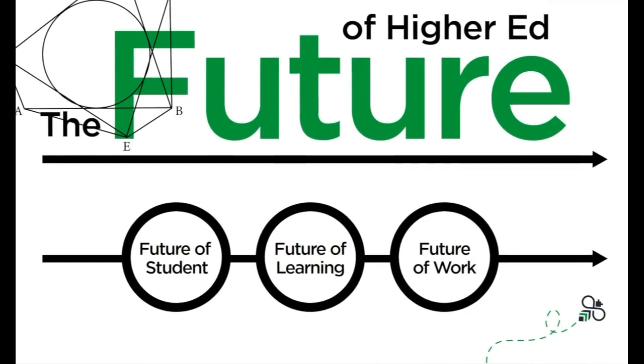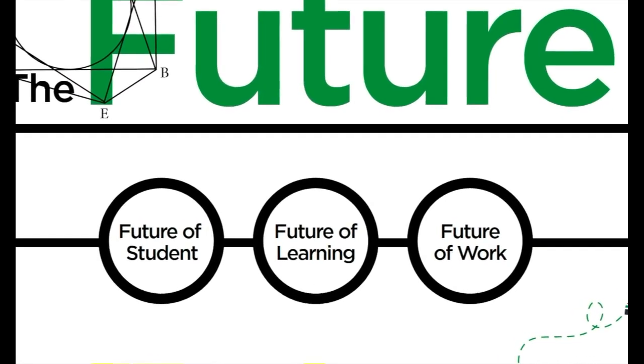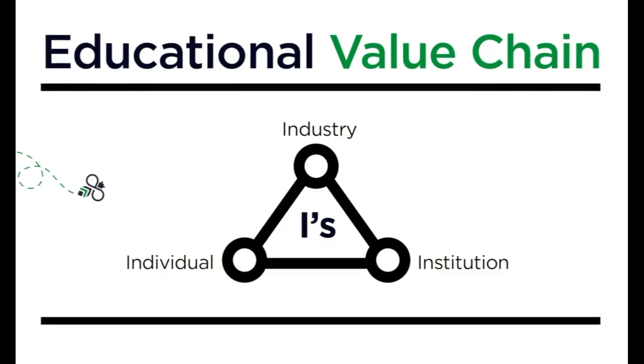And the next element is the future of work. What is the work of the future? What needs to be taught for that? How do we define that? What are the micro stackable credentials that would validate that someone understands the needs of the future of work? So when we think about future of student, future of learning, and future of work, verifiable credentials play a really critical role in that. Now, let me bring this down into a concept, and it is the three I's.